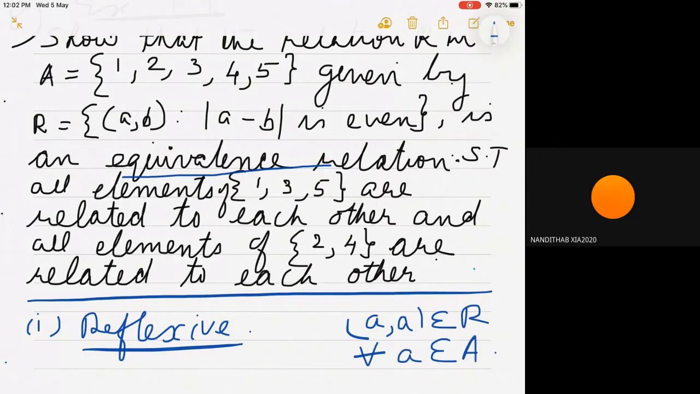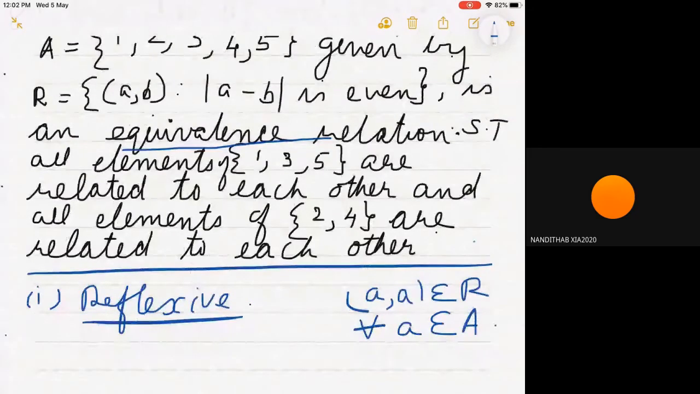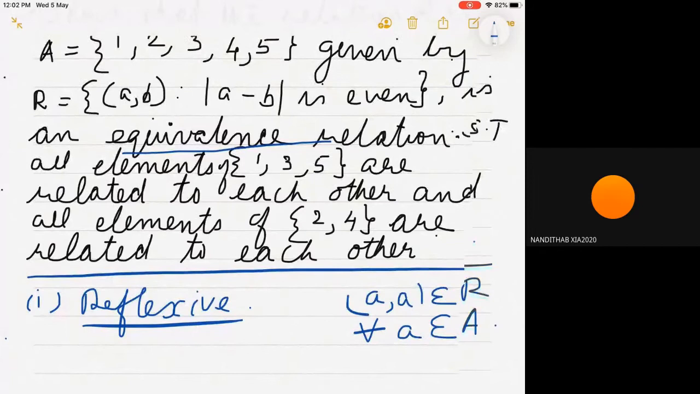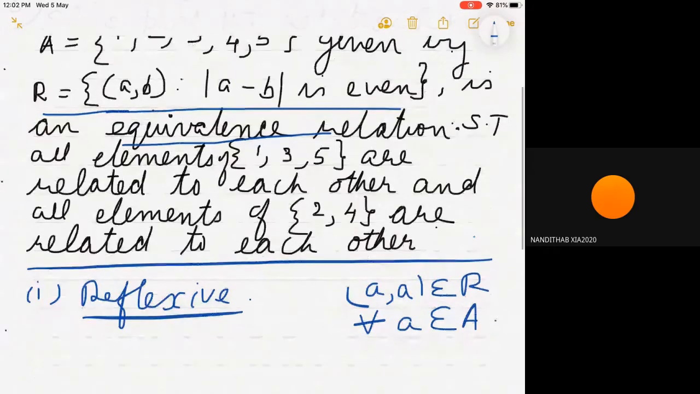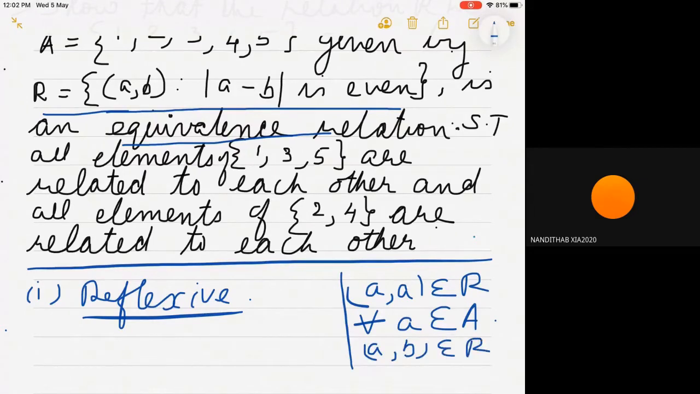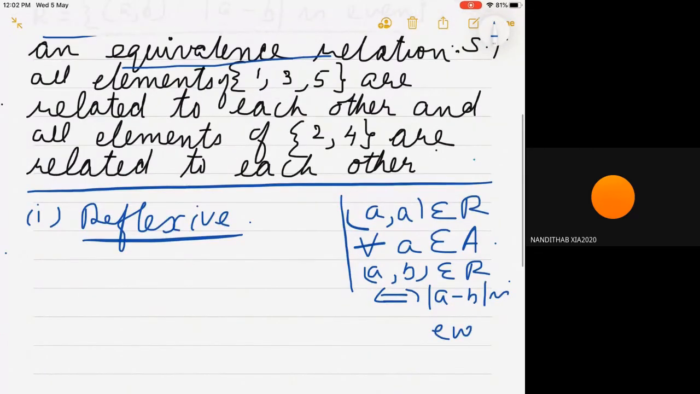This is a basic definition. So, to show that the ordered pair (a, a) is an element of R, you have to come to the definition of R as per the question. As per the question, if (a, b) is an element of R, that means you can write that modulus of a minus b is even.